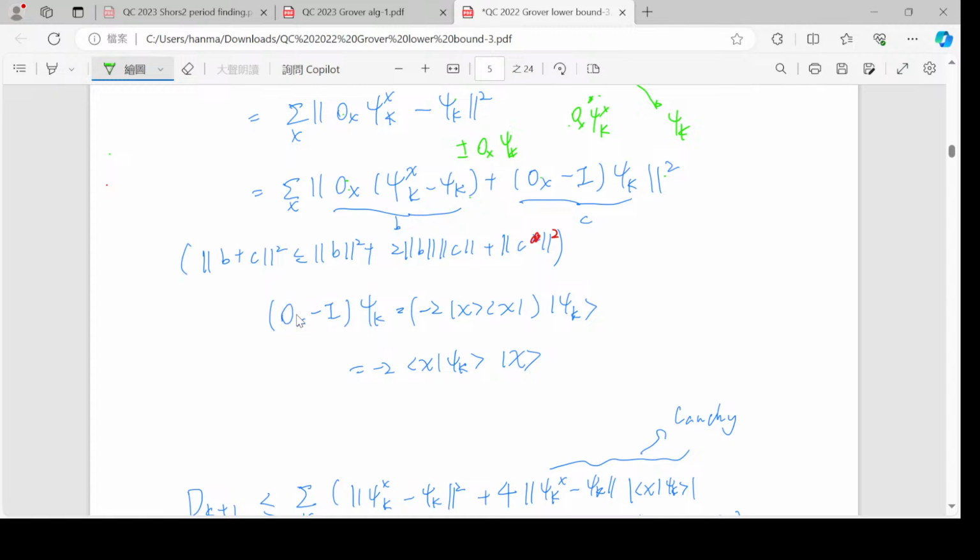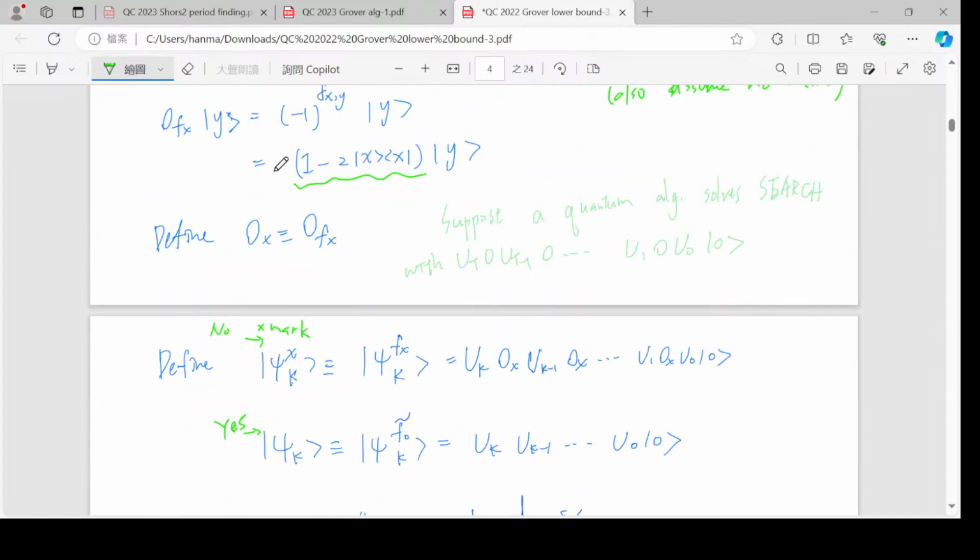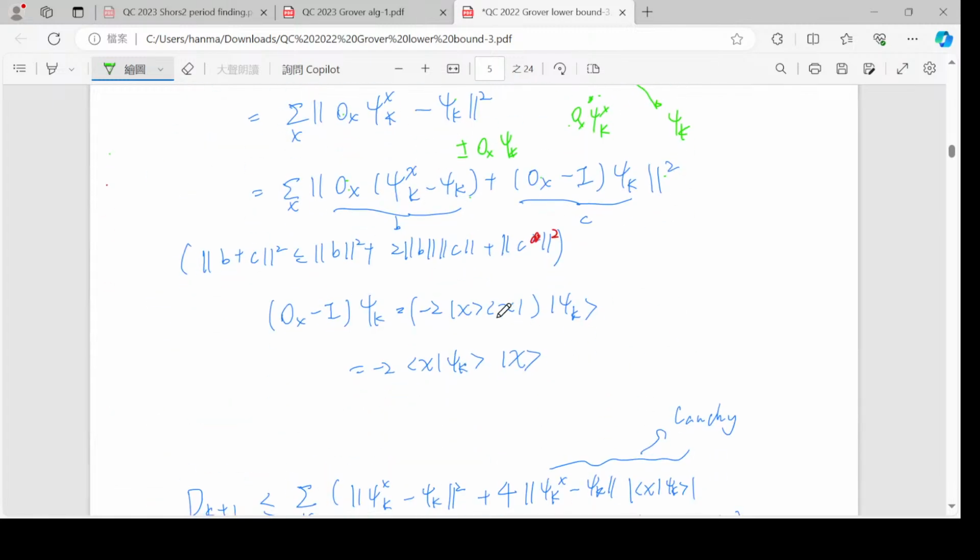Okay, so O_x minus identity is minus 2 times the projector onto x, because remember we said our O_x is this thing. Maybe let's just write it here once again. Here we use the derivation we had before: O_x is identity minus twice |x><x|. Remember we said O_x is a reflection around x. So O_x minus identity, you just get this projection on the x part. And so this thing is minus 2 times the inner product between x and psi_k, times x.